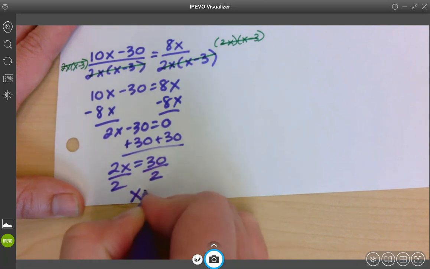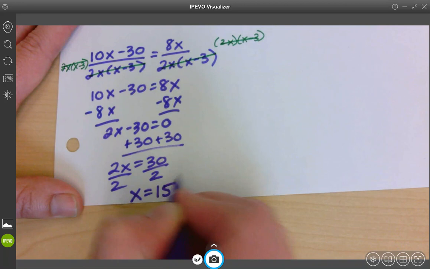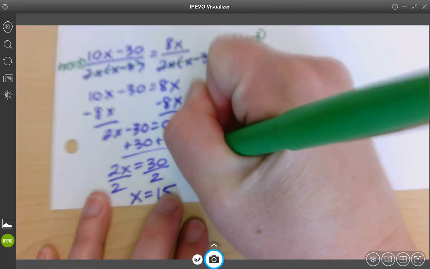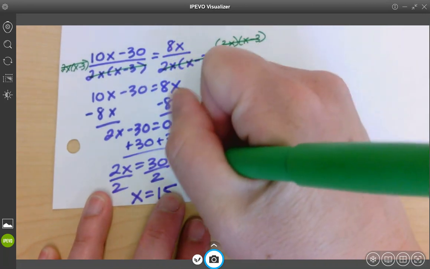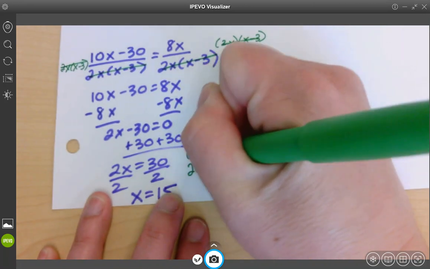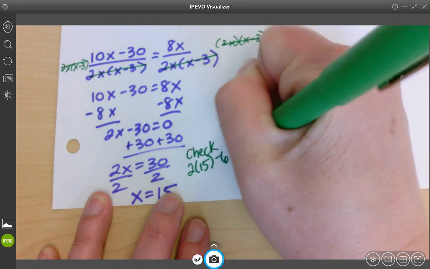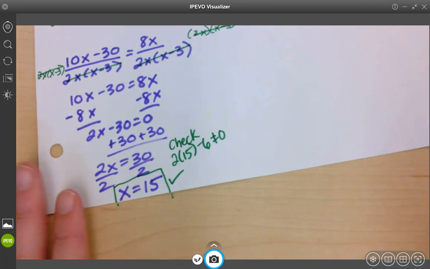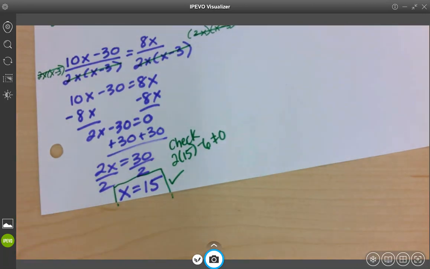You guys got 15? Does it work? Is it okay in the denominator? Yeah, I can check it. And if I do 2 times 15 minus 6, that does not equal 0, so I'm good. All right, the next one is interesting because we don't have to factor it. However, our lowest common denominator might be a little bit less than you think it is.